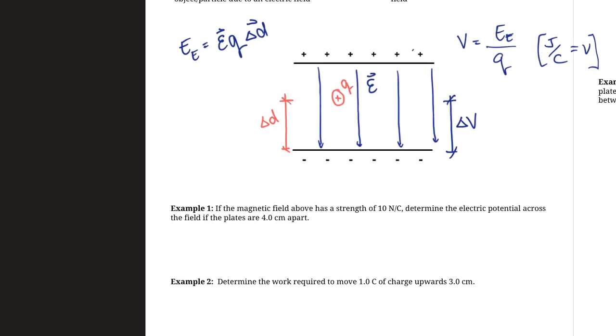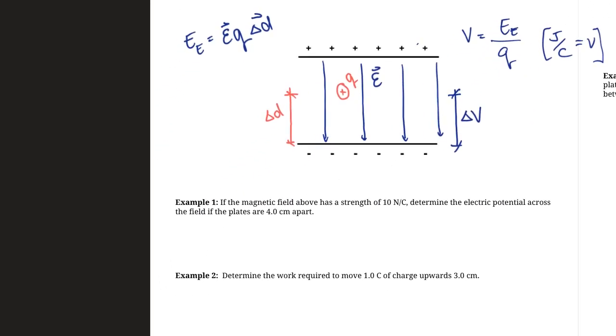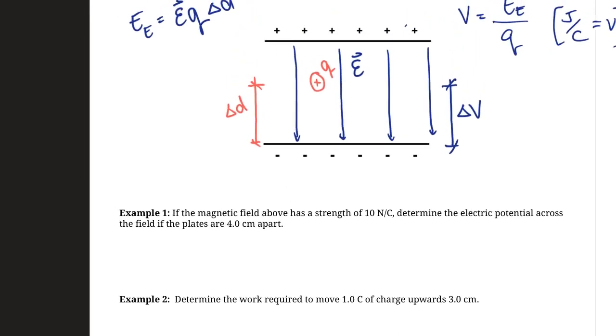All right, so let's do some calculations here. If the electric field above has a strength of 10 newtons per coulomb, determine the electric potential across the field if the plates are 4 centimeters apart. So what we know right away is that the field strength is 10 newtons per coulomb, and that's going in a downwards direction as defined by where the positive plate and where the negative plate are. So we know that that's 10 newtons per coulomb. We also know the plates are separated by 4 centimeters.